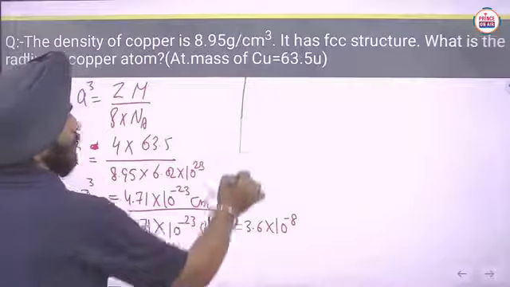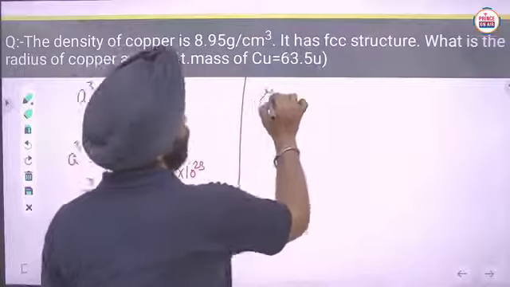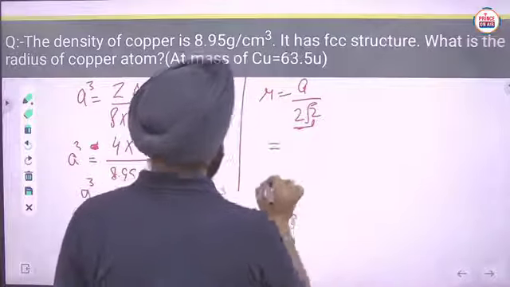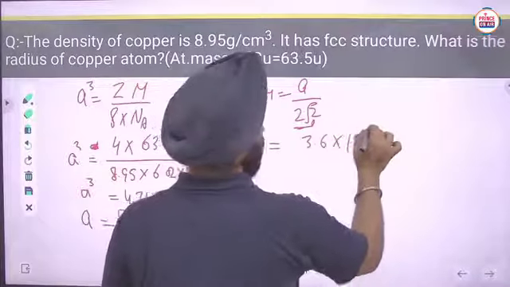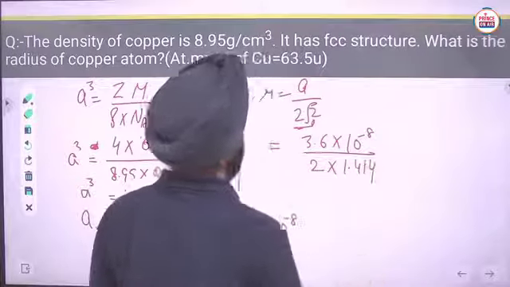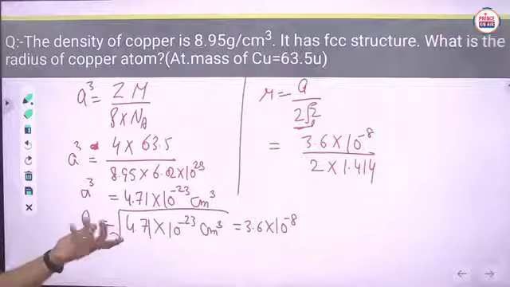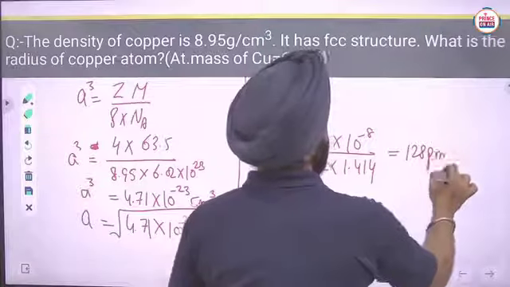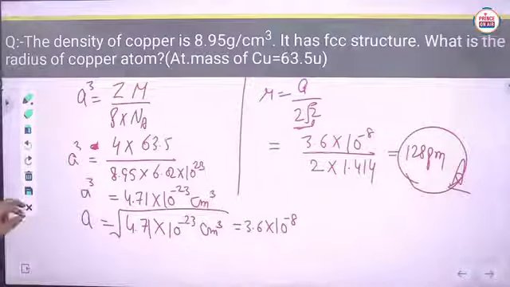Now that we have calculated here, R will be equal to a upon 2 root 2, that is 3.6 into 10 raised to the power minus 8 upon 2 into 1.414. Can you solve this value at least? The answer will come out to be 128 picometer, that we have discussed already. Okay, done.